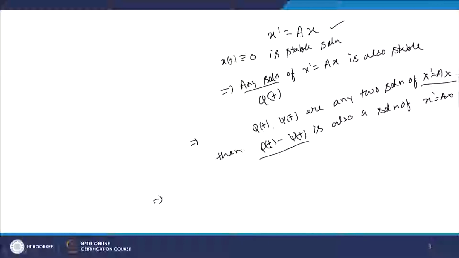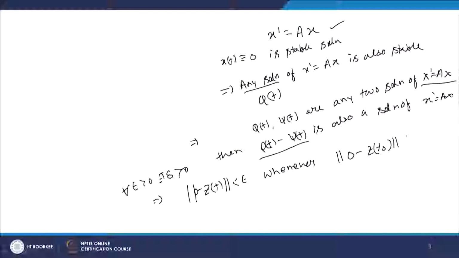Now let us say that the 0 solution is stable. It means that if you take any other solution, let us call it z(t), then the norm of 0 minus z(t) is less than epsilon. For every epsilon greater than 0 there exists a delta greater than 0 such that the norm of 0 minus z(t) is less than epsilon whenever the norm of 0 minus z(t_0) is less than delta, where z(t) is any solution of x' = A(x).